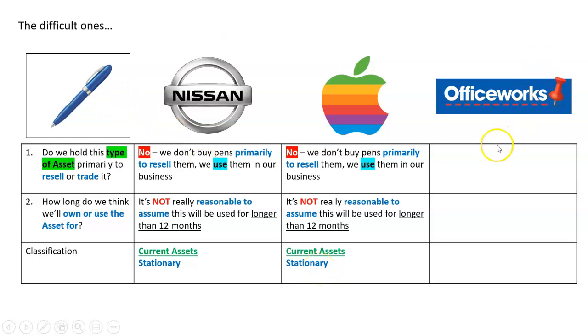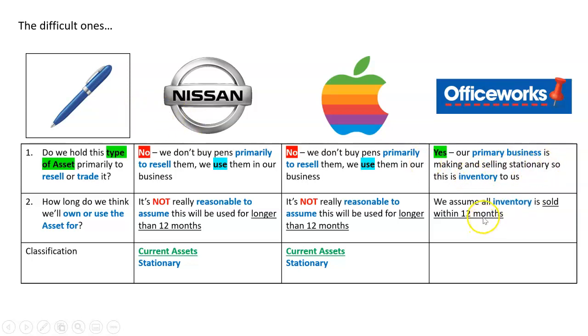But for Officeworks, that's a bit different. Do they hold this type of asset primarily to resell or trade it? Yeah, they do. That's their business. Their primary business is making and selling stationery. So therefore, this pen is actually inventory. And we always assume that inventory will be sold within 12 months. And if it's sold within 12 months, that is a current asset called inventory. So that's a little bit tricky.